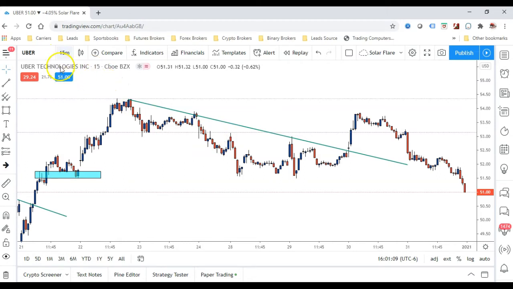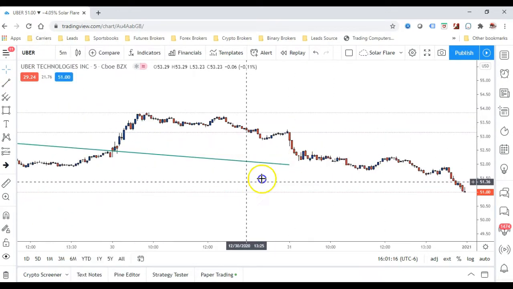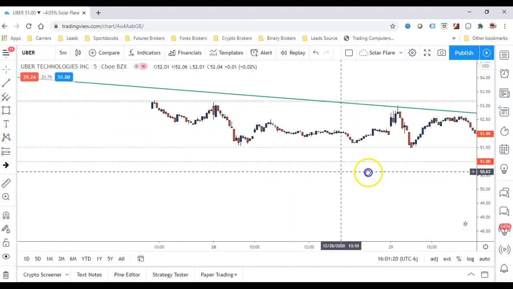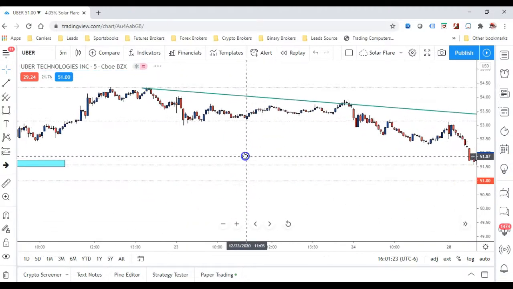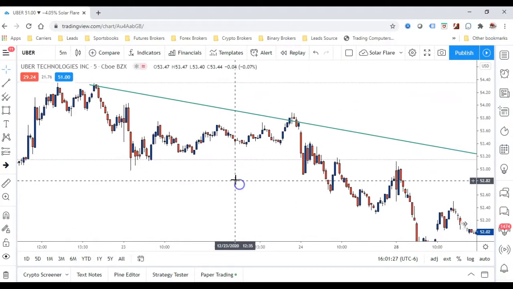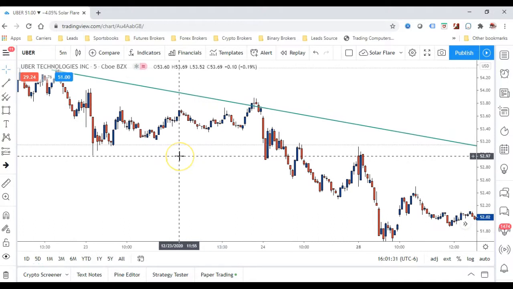So let's take a look here. Let's go back down to the 5-minute. Make sure I'm at the right thing. It still takes me some time to get used to TradingView. It's not my go-to, but it works. I usually like MT4.